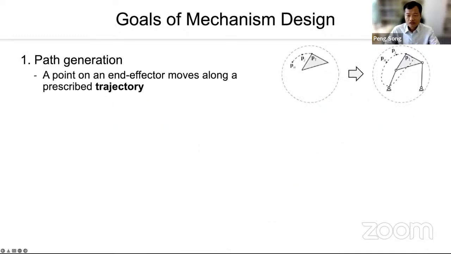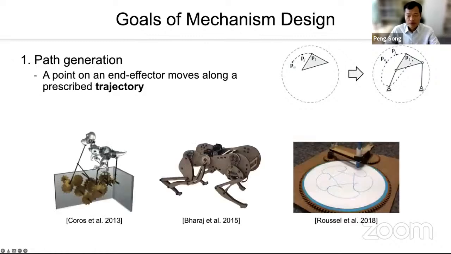People design mechanisms for 3 different goals. The first goal is to force a point on an end effector to move along a prescribed trajectory. This goal is called path generation. In path generation, we are only interested in the motion of an end effector point, such as connecting points of a toy character's head, tail, and feet, foot tips of a walking robot, and the pen point of a drawing machine.